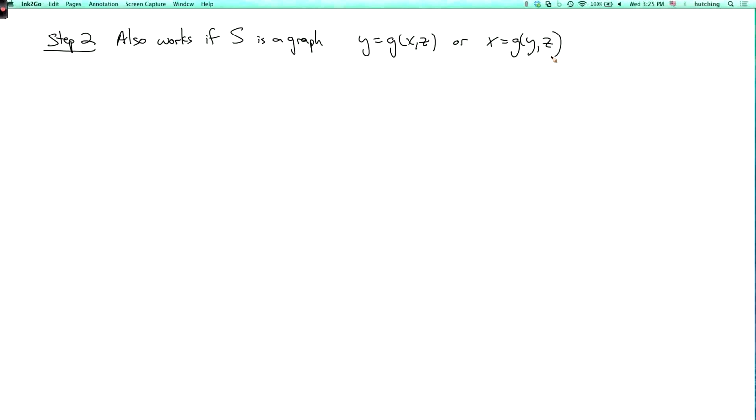So step 2, it also works if S is a graph where you have, say, y is a function of x and z, or x is a function of y and z. So the calculation's similar, although if you're careful, you should do it and check. Okay? So it's a similar calculation.